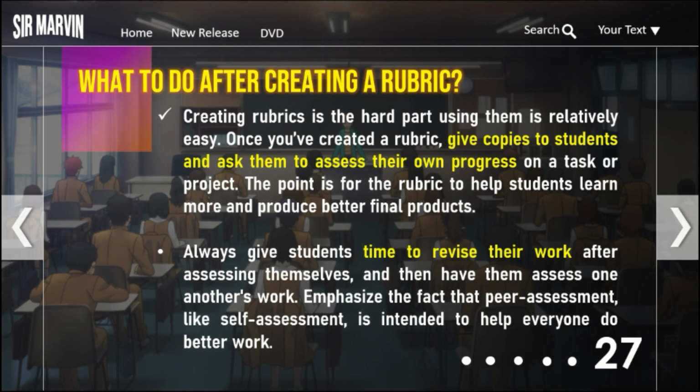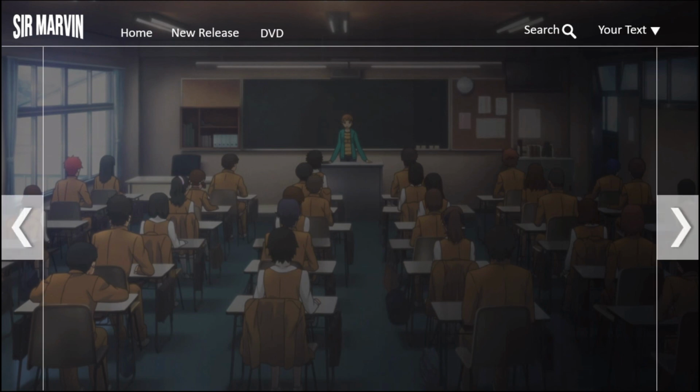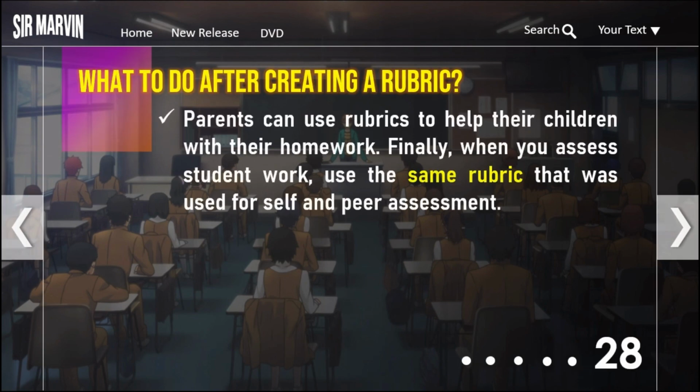Next one, always give students time to revise their work after assessing themselves and then have them assess one another's work. Emphasize the fact that peer assessment like self-assessment is intended to help everyone do better work. Parents can use rubrics to help their children with their homework. Finally, when you assess student work, use the same rubric that was used for self and peer assessment.